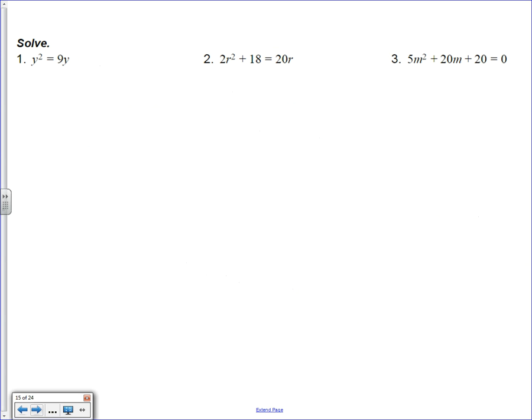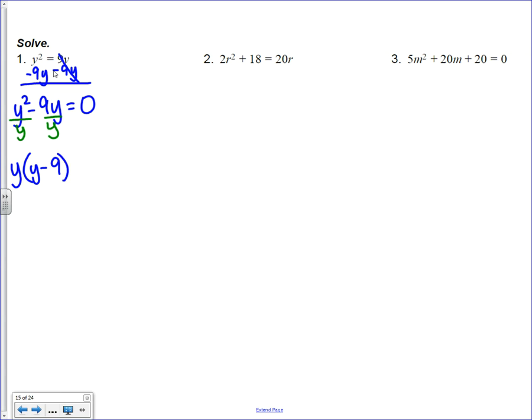How many types of variables? 2, which means I have to set it equal to 0. How do I set this thing equal to 0? We're going to subtract the 9y from both sides. Do you get to put the y squared and the 9y together? No, but I want the y squared to come first. Do you have a GCF? What is the GCF? Y. They both can have a y taken out. If you take out a y, what's left?